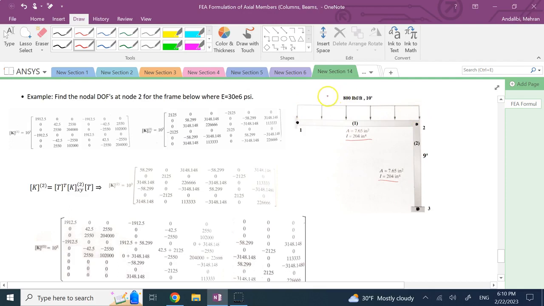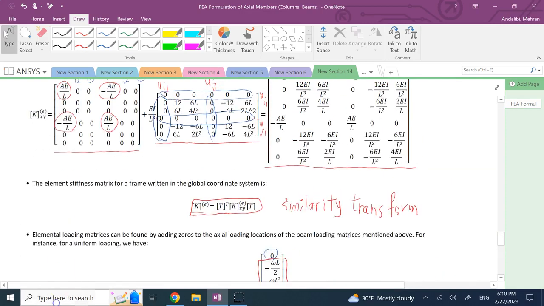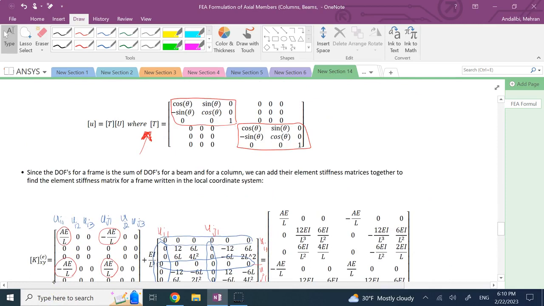W on 1, or omega on 1, is 800. The omega on the other one is 0. This other one has no load on it. And what are the angles? Well, clearly for member 1, 2, the angle is 0 degrees. And for this member, the angle is what? If you look, it goes from 2 to 3. The angle is basically 270 degrees. And you need to plug them into the T matrix, which needs theta.